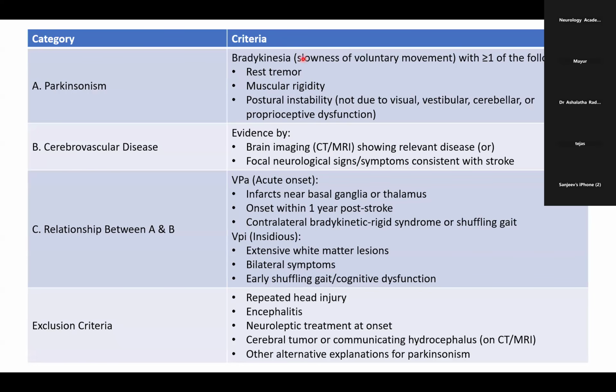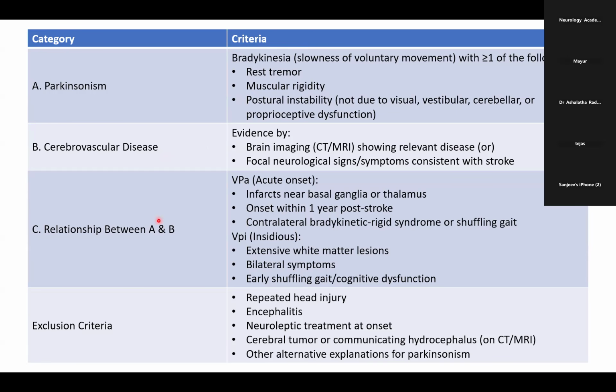This is a criteria which has been described for vascular Parkinsonism, divided into components A and B. A refers to Parkinsonism, in which there is bradykinesia with at least one of the following: rest tremor, muscular rigidity, or postural instability. And B includes evidence of cerebrovascular disease either by brain imaging, CT or MR, or any focal neurological signs or symptoms consistent with stroke.